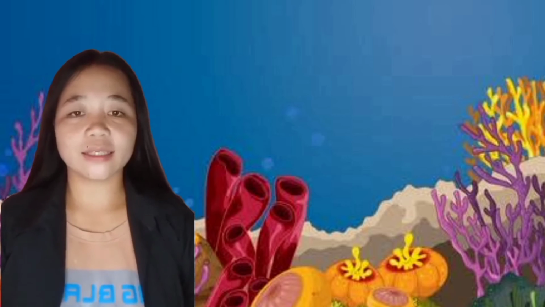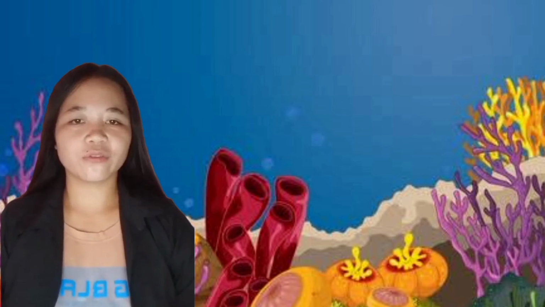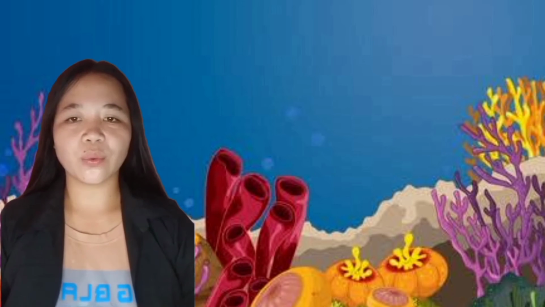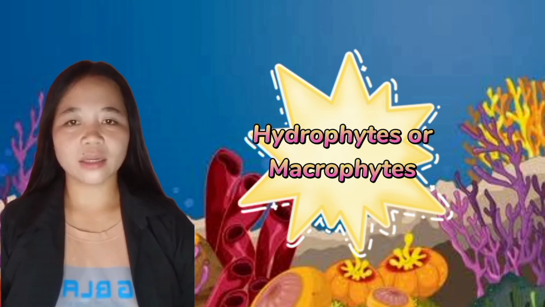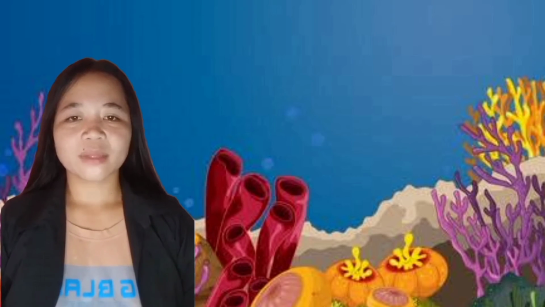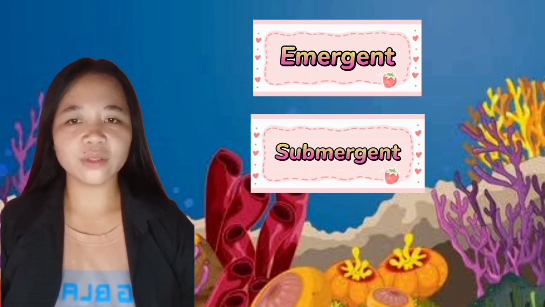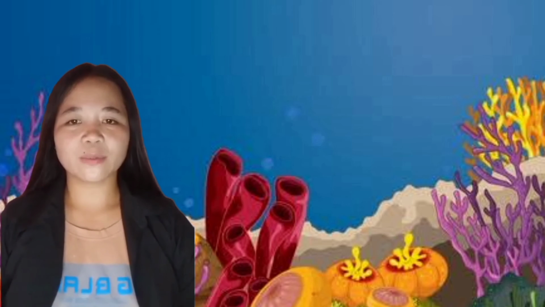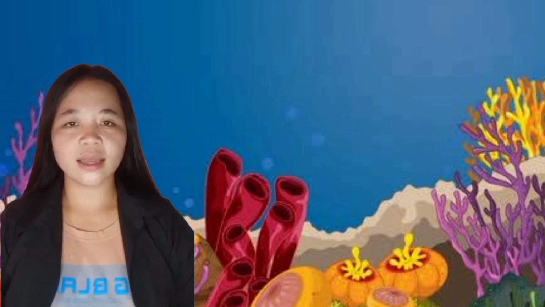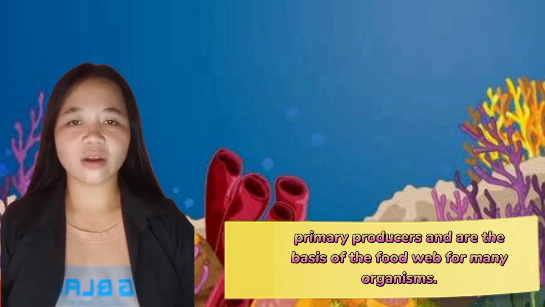Aquatic plants are plants that have adapted to living in aquatic environments, saltwater or freshwater. They are also referred to as hydrophytes or macrophytes to distinguish them from algae and other microphytes. A macrophyte is a plant that grows in or near water and is either emergent, submergent, or floating in lakes and rivers. Macrophytes provide cover for fish, substrate for aquatic invertebrates, produce oxygen, and serve as food for some fish. Macrophytes are primary producers and are the basis of the food web for many organisms.